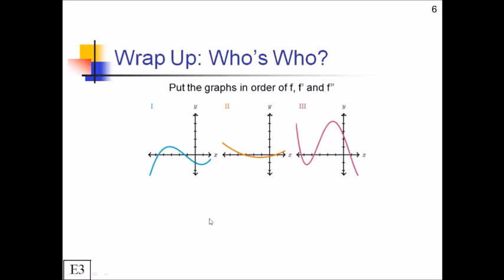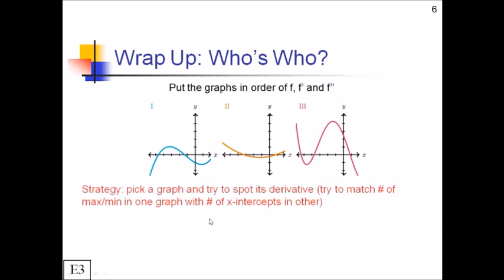So my strategy when I'm doing something like this, because these are kind of tricky, is to pick a graph and try to spot its derivative. And specifically, I try to match up the number of maxes and mins in one graph with the number of x-intercepts in another graph. And then I look closer to see, if it's a max, is the other graph going from positive to negative kind of thing. So let's start with graph 1. Whose derivative is graph number 1?